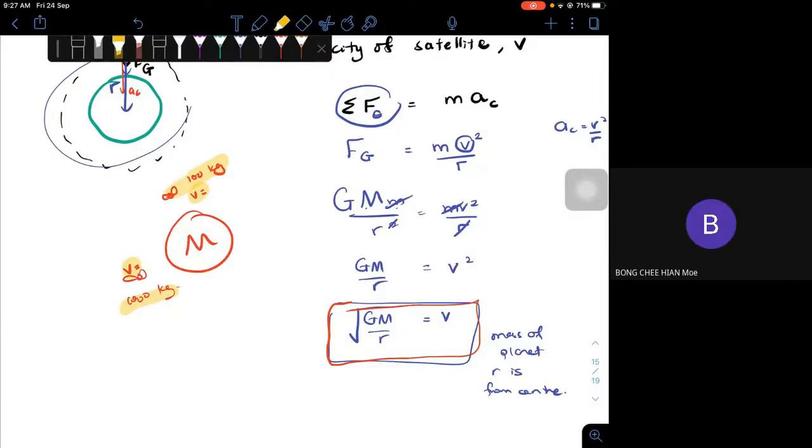The mass of the satellite cancel off each other. Okay, thank you Bong. So as Bong said kan, tak kisah you put 100 kg object ke 1000 kg object ke, it doesn't matter because bila you buat equation tu, you dah buang dah mass of satellite tu. Yang tinggal lah mass of the planet saja.